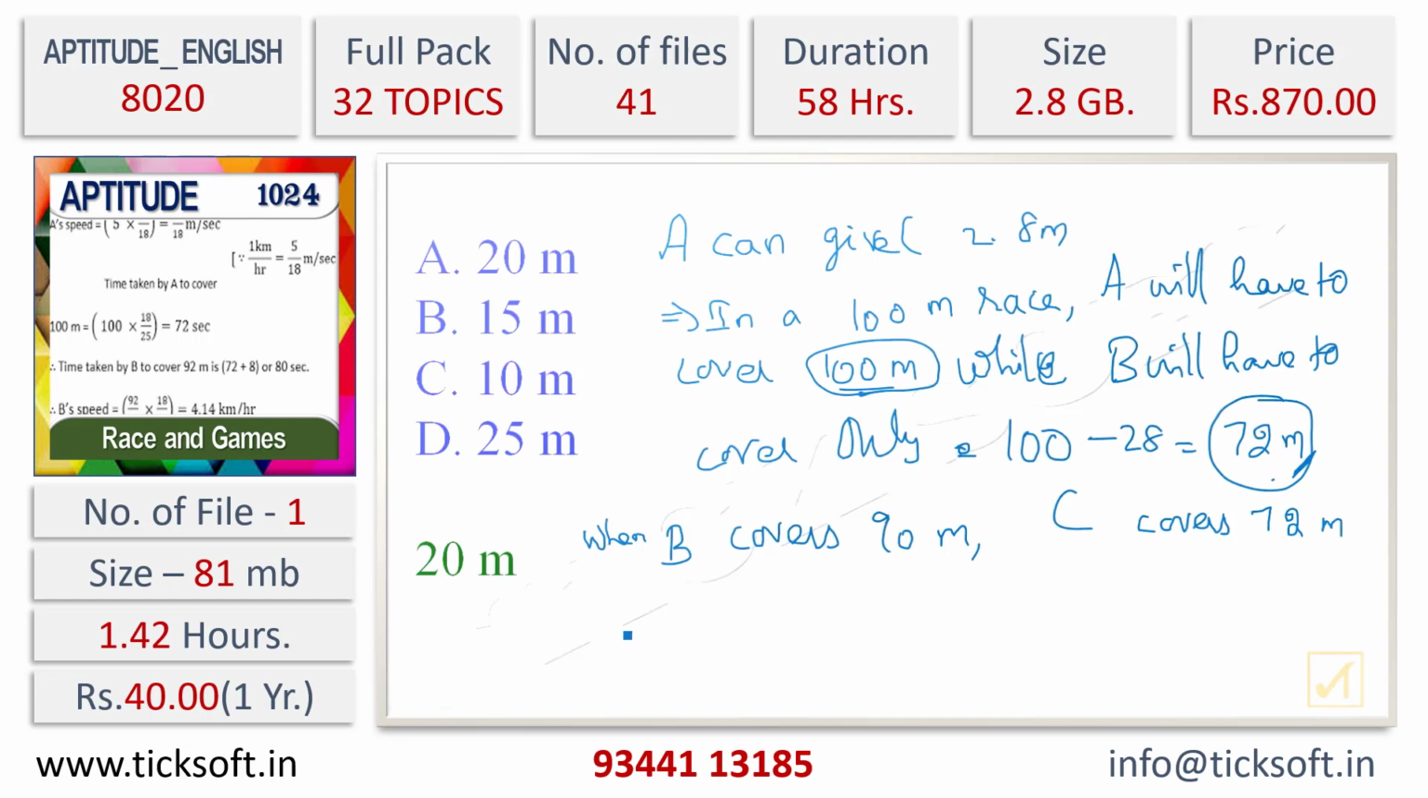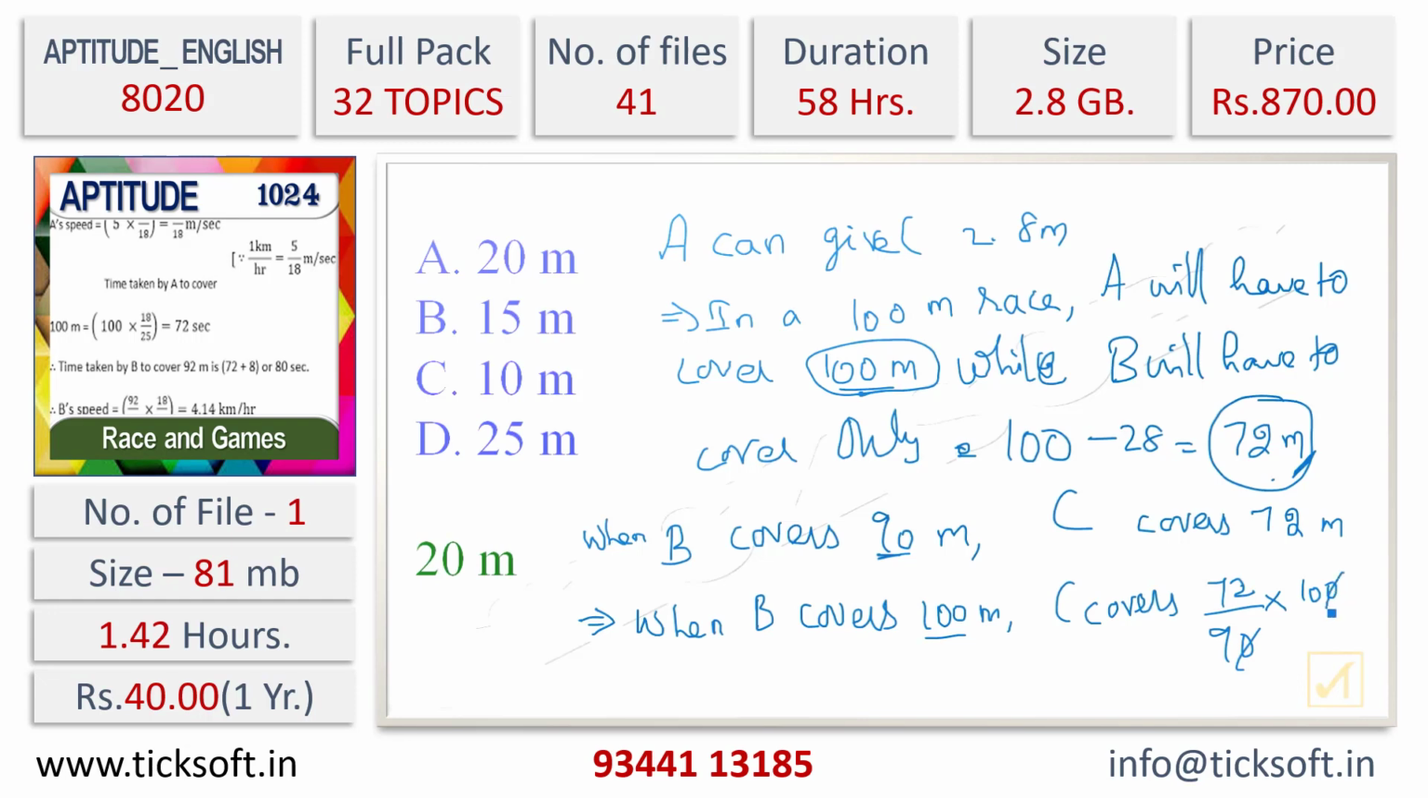Now by using this, we are going to find the distance covered by C when B covered the total 100 meters, because the total length of the race is 100 meters. So therefore, when B covers 100 meters, C covers how many meters? Here listen. When B covers 90 meters, C covers only 72 meters. So we get 72 by 90. If we multiply this by this 100, then we will get the required answer.